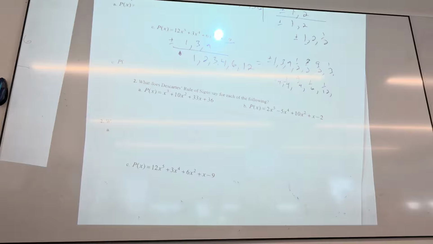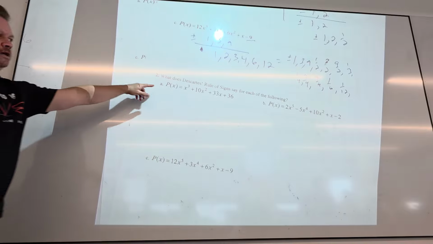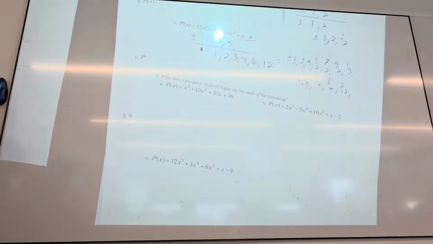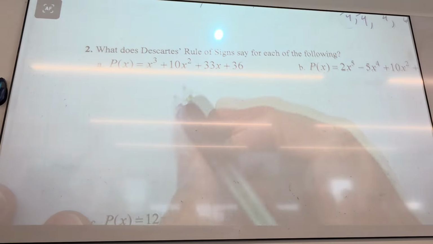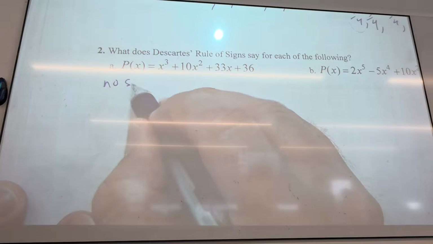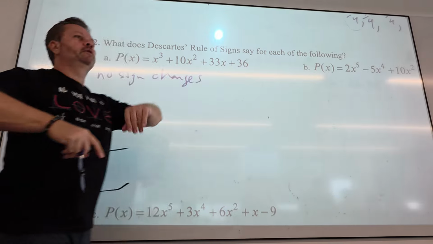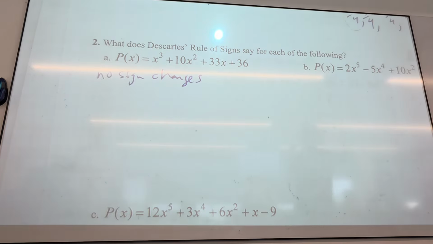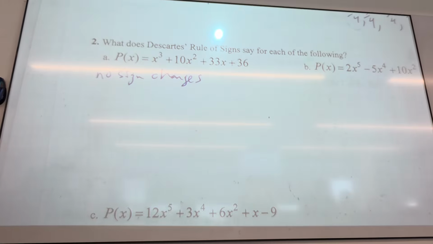All right. Here, let's knock these out real quick. I wish I would have remembered we didn't do this yet. What does Descartes say about this first guy? Yeah, there's no sign changes. And what does Descartes say about that? If there's no sign changes, there are no positive real roots. So that cuts my list in half, right?